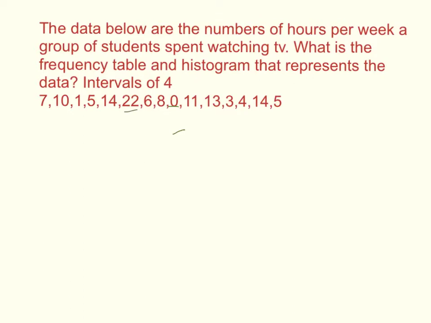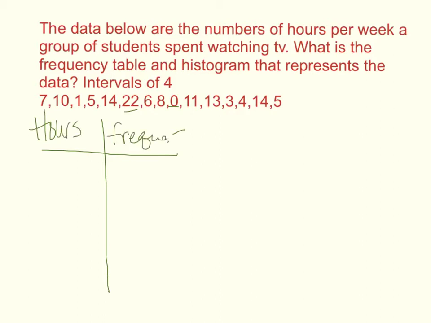So when we draw a histogram, we always label it. It looks like a T-table. So this is hours, and this is going to be frequency. All right, so I need to start with 0, and I need to go in intervals of 4. That means there's got to be 4 numbers in here. Don't add 4. If you add 4, there's actually going to be an interval of 5.